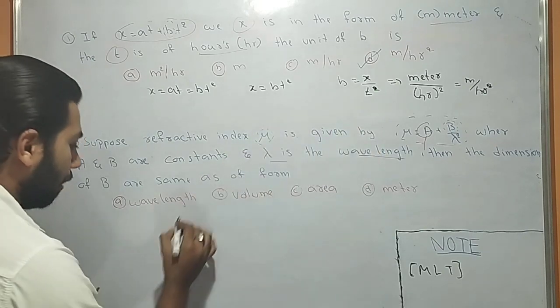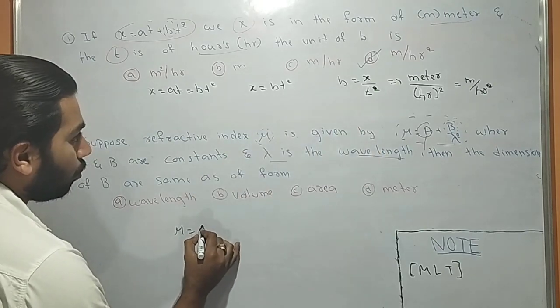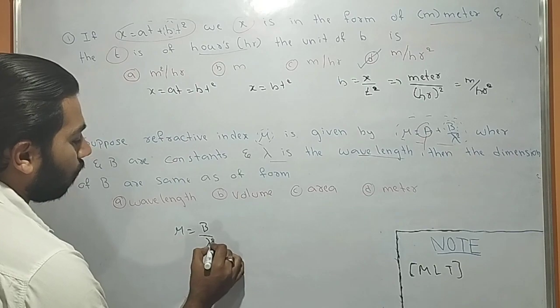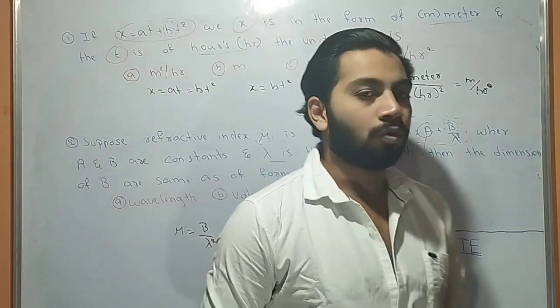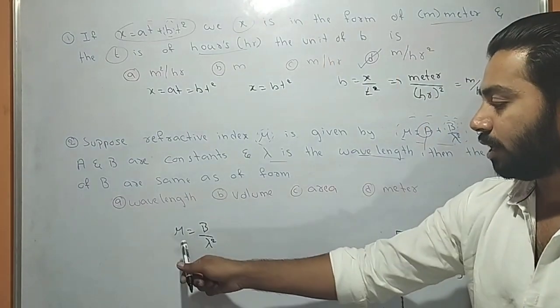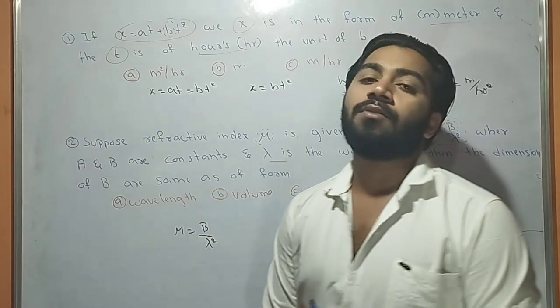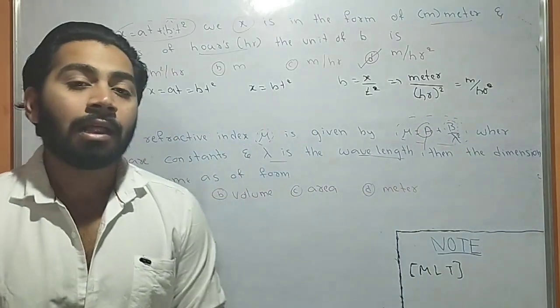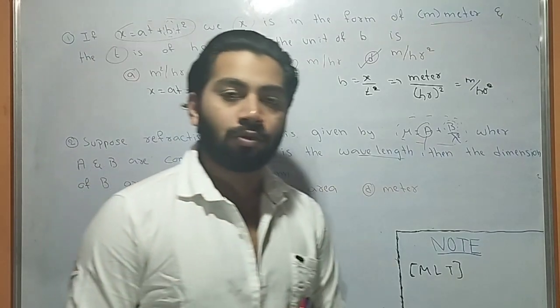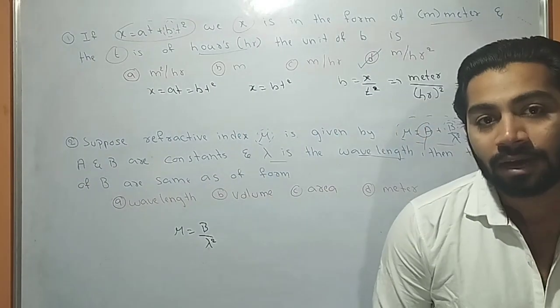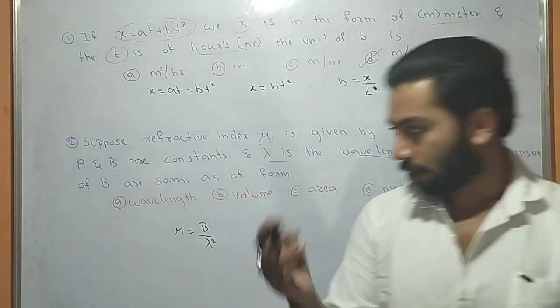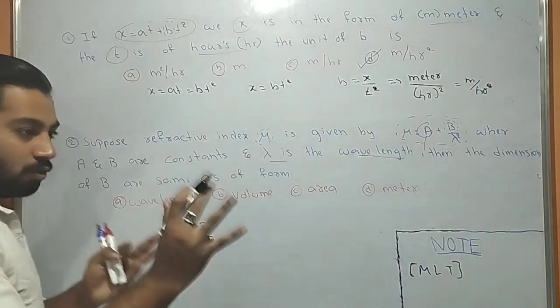Look, we have ignored a, so mu is equal to b by root of lambda. So in this problem also, we first need to focus on what refractive index is. What do you mean by refractive index? Refractive index means the velocity of light in the vacuum to the velocity of light in the medium. Okay, now just imagine one thing.